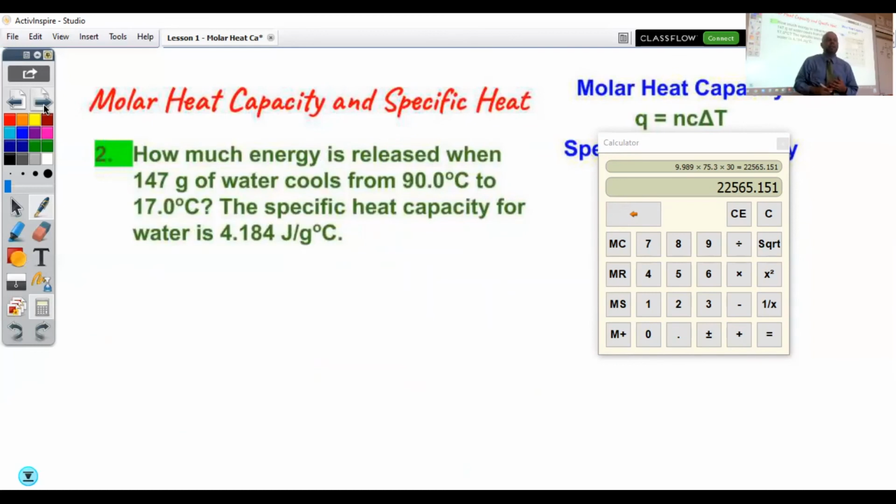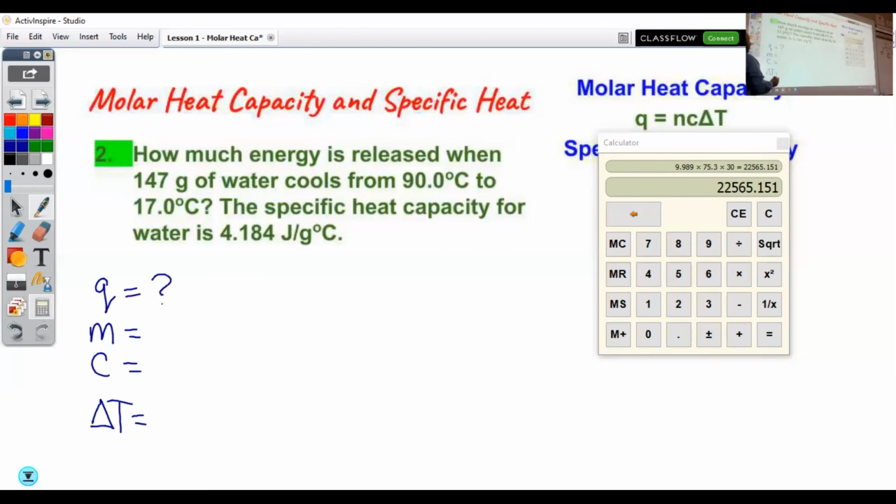In our second problem, it says how much energy is released when 147 grams of water cools. So now our Q value is going to be negative, cools from 90 degrees Celsius to 17 degrees Celsius. And this time they give us a specific heat capacity in joules per gram. So we're going to use mass when we look at our formula. Q = mCΔT. We're once again solving for heat energy. We have a mass of 147 grams.